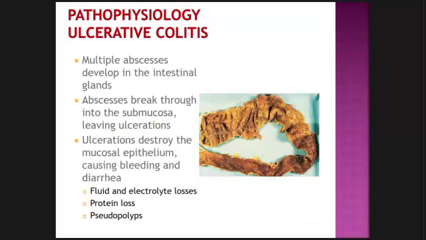So that is a risk with ulcerative colitis. Basically you get multiple abscesses that develop in the intestinal glands, and these break through into the submucosa, leaving little ulcerations that destroy the mucosal epithelium and cause the bloody diarrhea that we see with ulcerative colitis. That results in fluid and electrolyte losses, protein losses, and they can also develop pseudopolyps from this.